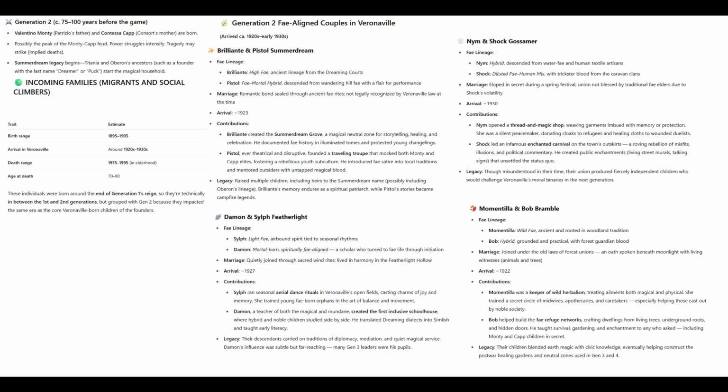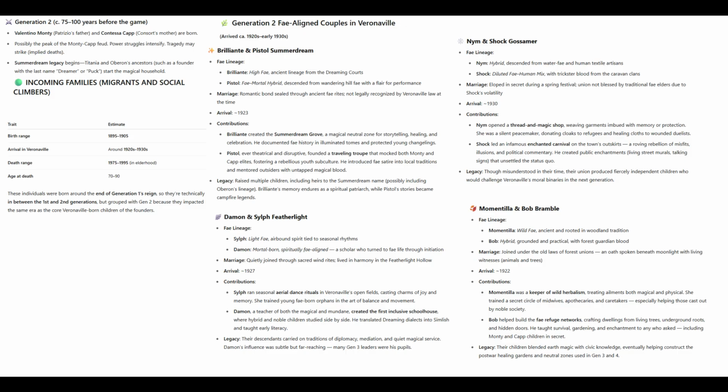And we're finally getting to Momentilla and Bob Bramble. So their family lineage has Momentilla being a wild Fae and Bob being a hybrid. Their marriage has them being joined under the old laws of forced unions, and oaths spoken beneath the moonlight with living witnesses, which included animals and trees, and their arrival is speculated to be at around 1922.